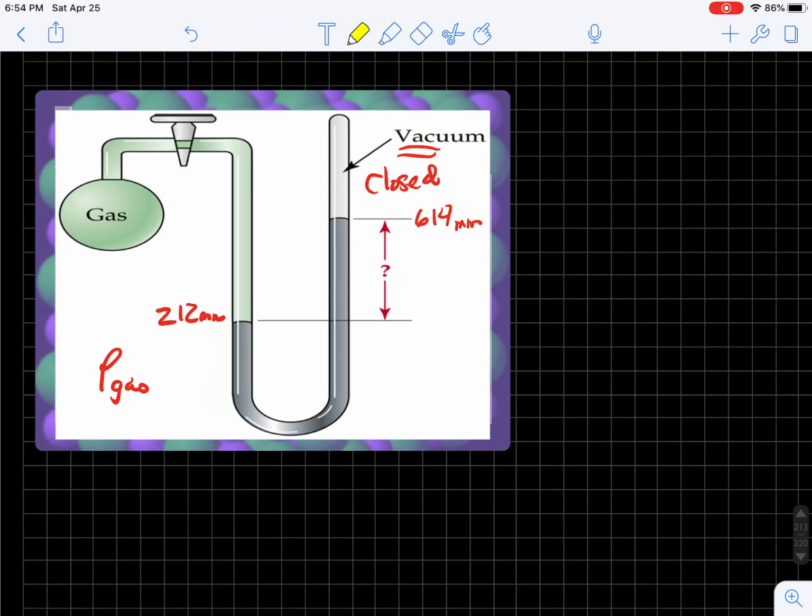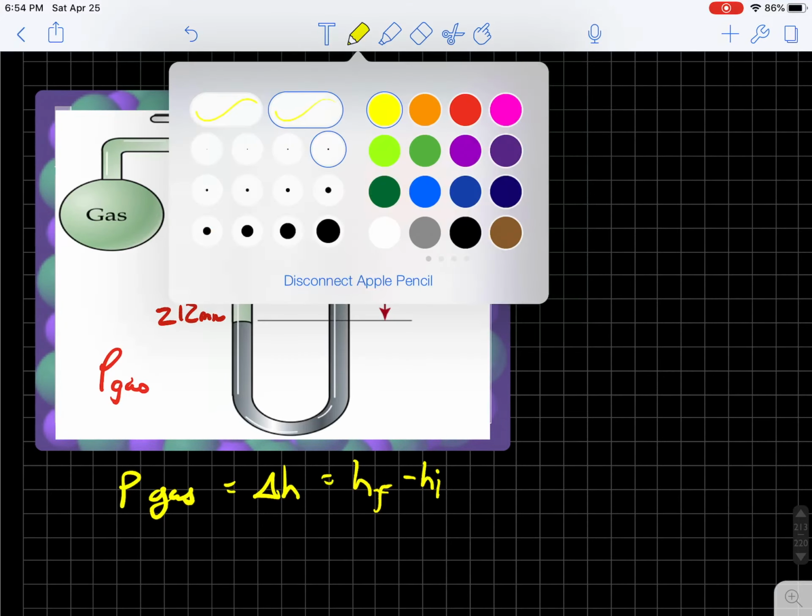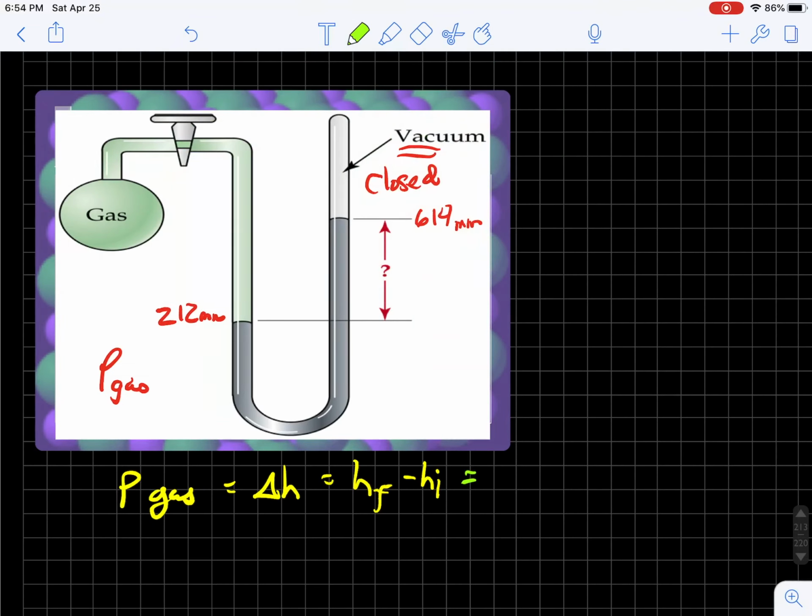All right. So in a closed system, pressure of the gas is equal to delta H, which is final height minus initial height. And so this is a pretty easy problem. We can just substitute in 614 millimeters of mercury minus 212 millimeters of mercury. So the pressure of our gas is equal to 402 millimeters of mercury.